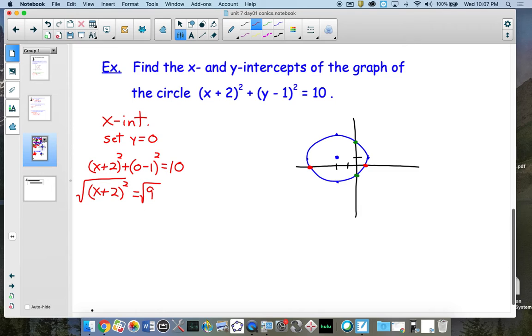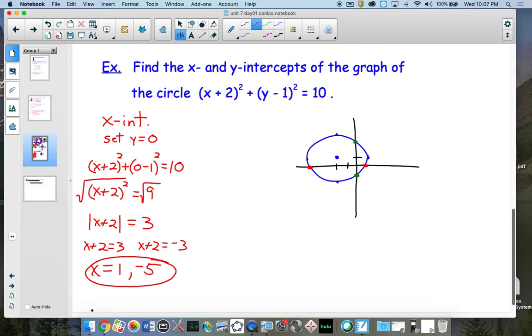The square root of x plus 2 squared is the absolute value of x plus 2. And the square root of 9 is 3. So that means that x plus 2 either equals 3, or x plus 2 is going to equal negative 3. Which means x is equal to 1, or x is equal to negative 5. And if you look at my picture, that seems like appropriate answers. So there's my x-intercepts. Now let's get the y-intercepts.